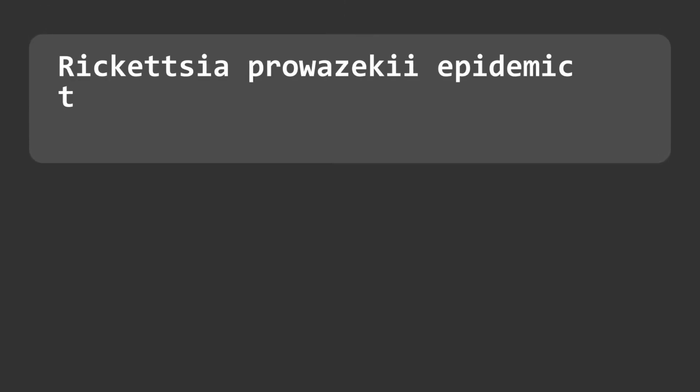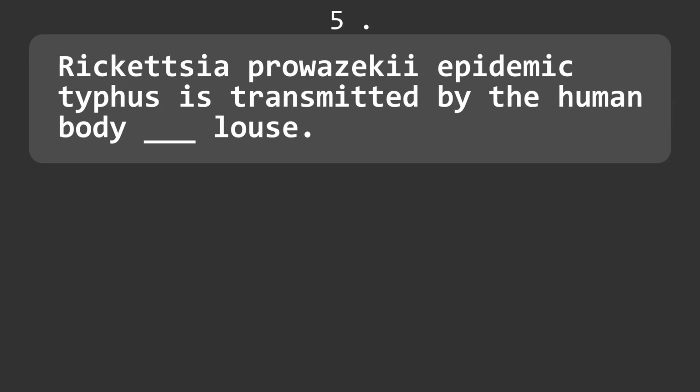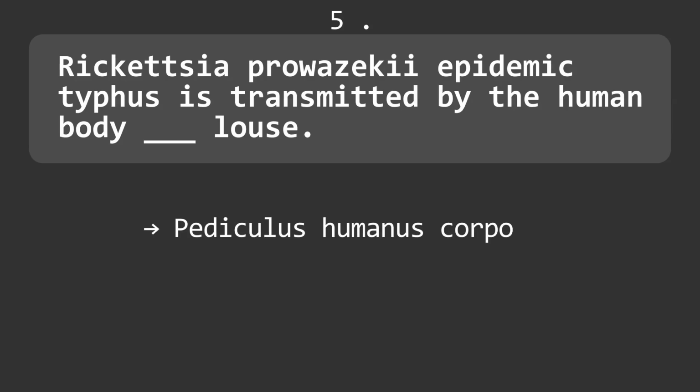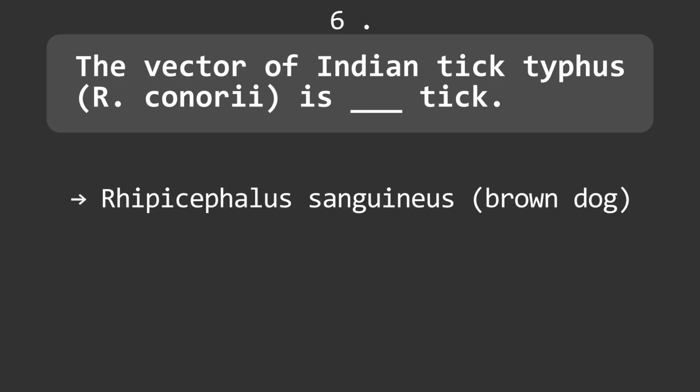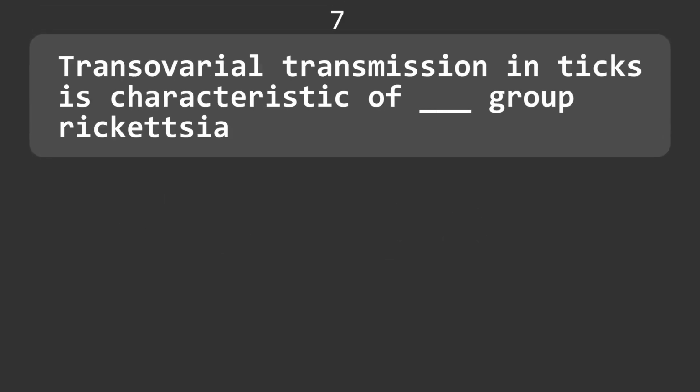Rickettsia prowazekii epidemic typhus is transmitted by the human body louse, Pediculus humanus corporis. The vector of Indian tick typhus, R. conorii, is the tick Rhipicephalus sanguineus, the brown dog tick. Transovarial transmission in ticks is characteristic of spotted fever group Rickettsiae.